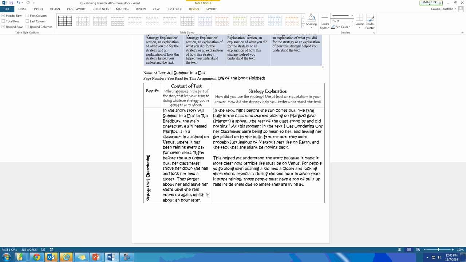So this helped me understand the story because it made it more clear how terrible life must be on Venus. For people to go along with pushing a kid into a closet and locking them there, especially during the 1 hour in 7 years it stops raining, those people must have a ton of built-up rage inside of them due to where they are living. So that helped me understand the story more. So that's how you do a questioning reading log.